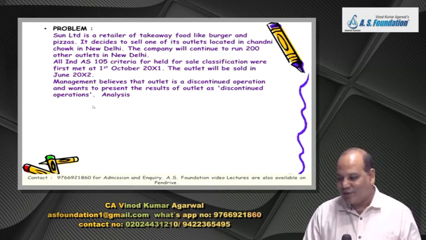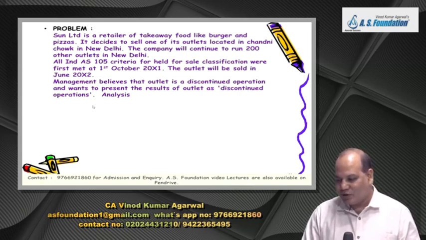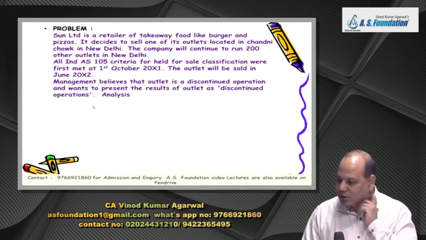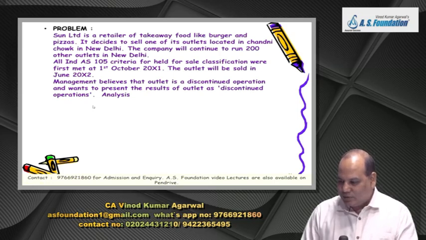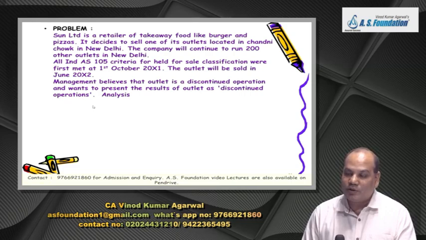Sun Limited is a retailer of takeaway food like burgers and pizzas. It decided to sell one of its outlets located in Chandni Chowk in Delhi. The company will continue to run 200 other outlets in New Delhi. So there are 200 outlets, and one of them is sold. How much percentage is that? 1 by 200? Not even 0.5%. In terms of number, it is just 0.5%.